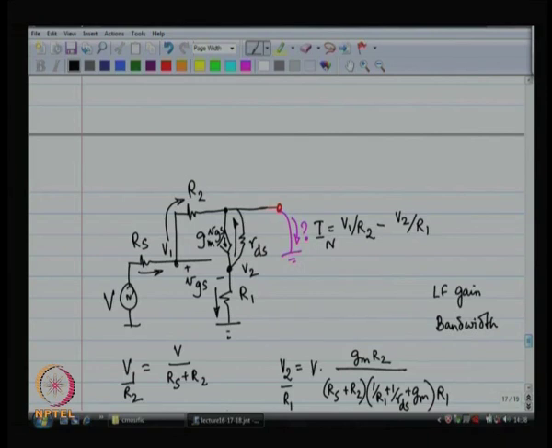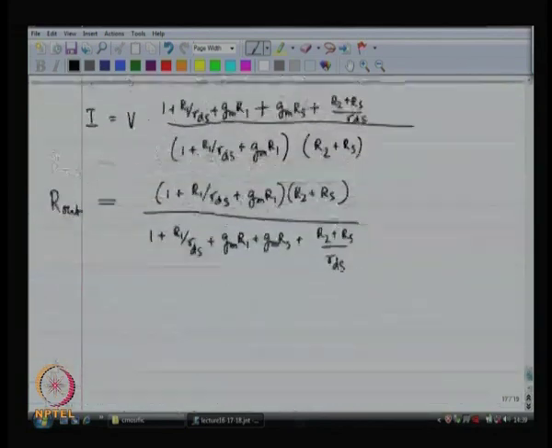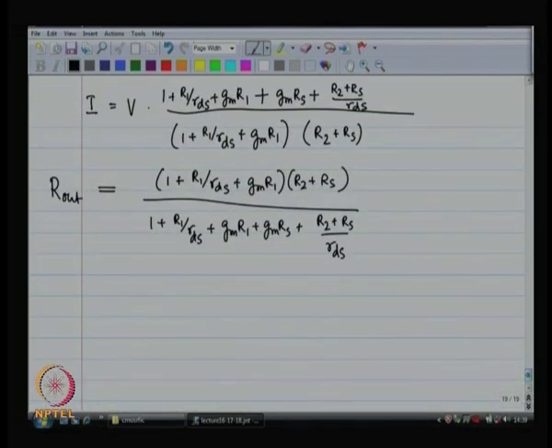What should happen when R1 is equal to 0? Let's suppose R1 is equal to 0, R2 is infinitely large, and Rs is equal to 0. If R1 is equal to 0 and R2 is infinitely large, then the output resistance should be equal to RDS. So this is 0, 0, R2 is infinitely large. So the numerator is infinitely large.